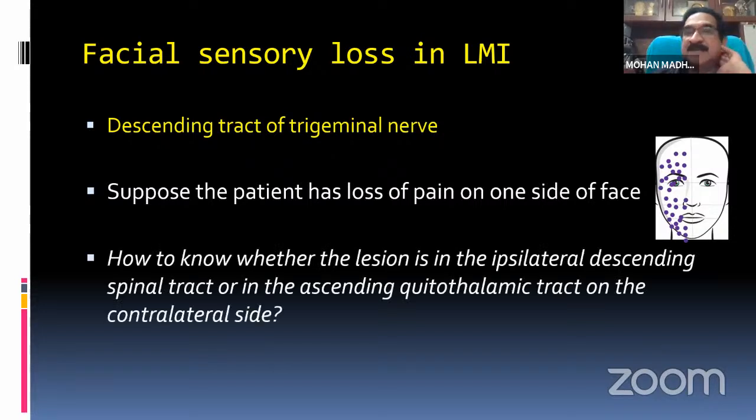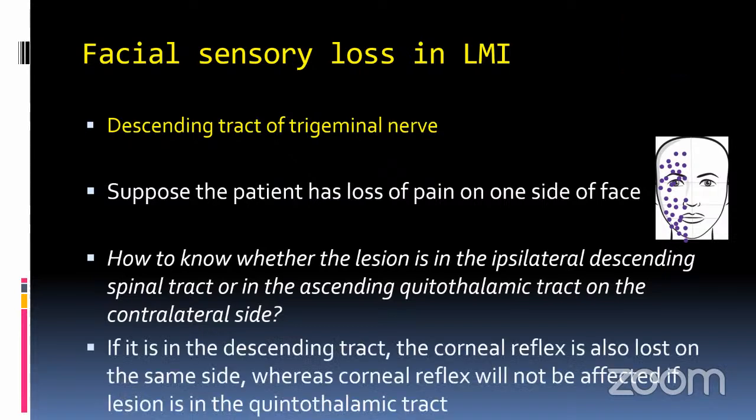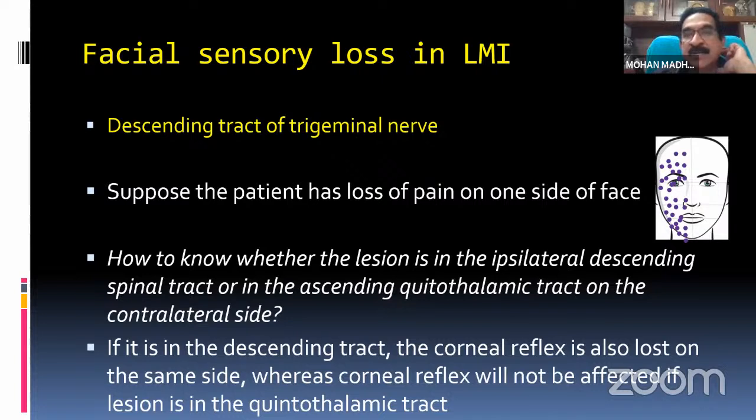How to know whether the lesion is in the ipsilateral descending tract of the trigeminal nerve, or in the ascending trigeminothalamic tract on the contralateral side? What test will you use to differentiate the two? Corneal reflex. So if it is the descending tract, the corneal reflex is also lost on the same side. Whereas the corneal reflex will not be affected if the lesion is in the trigeminothalamic tract. Because the corneal reflex pathway comes down into the spinal nucleus, but does not ascend through the ascending trigeminothalamic tract. They go through another pathway to the facial nucleus.